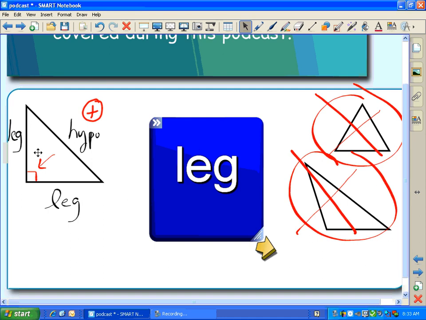Leg. If you're looking for the missing leg, you're going to have to subtract when doing the Pythagorean theorem.